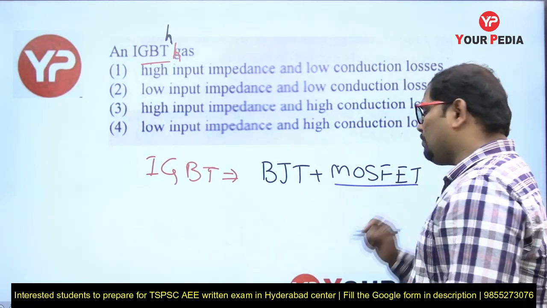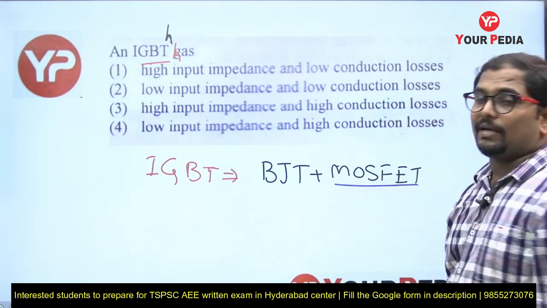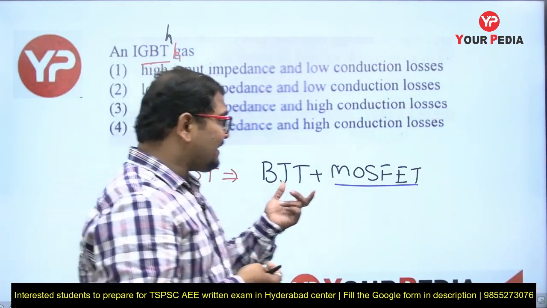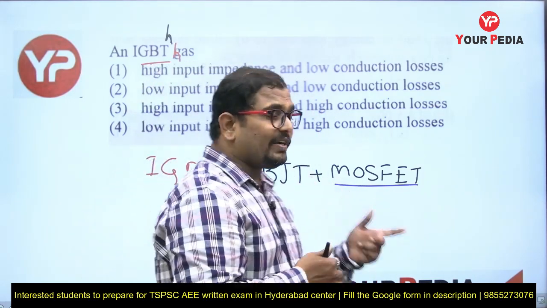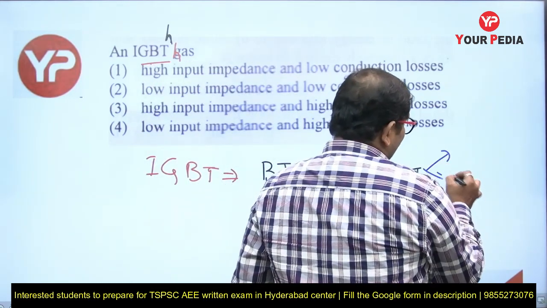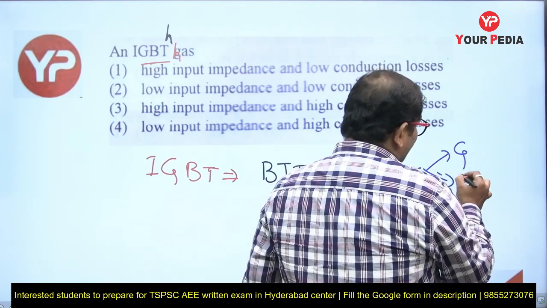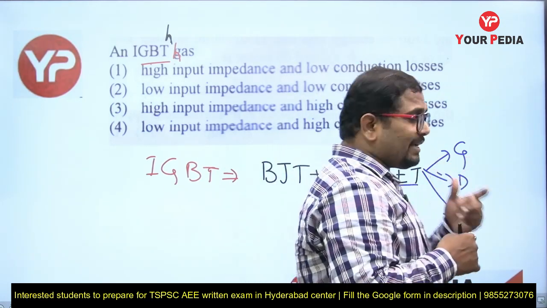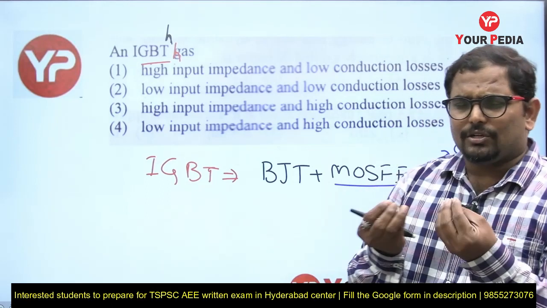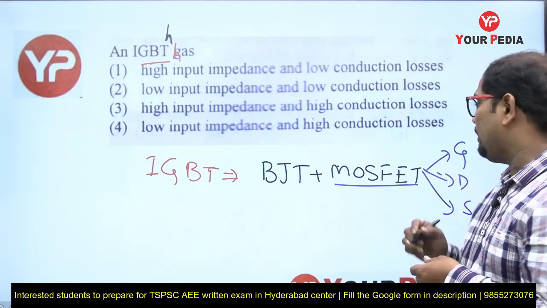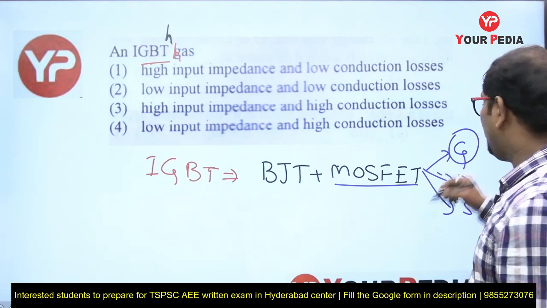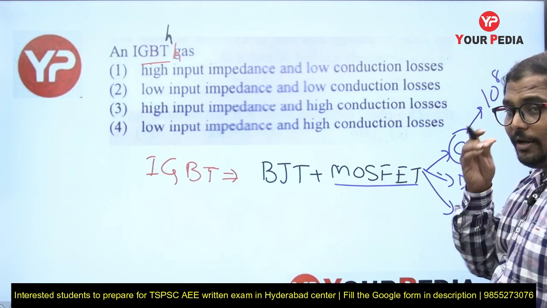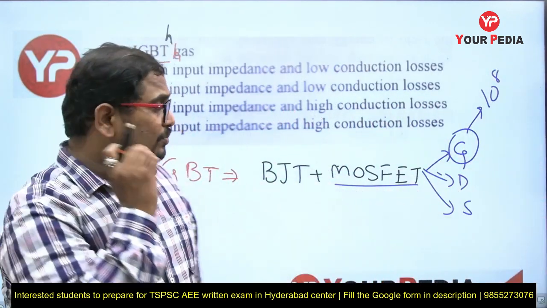As we already know about the MOSFET, metal oxide semiconductor, there is a gate terminal. What are the terminals of a MOSFET? Gate, drain, source. At the gate terminal you have an open circuit, in simple layman language. So what is the input impedance of the MOSFET? You will get 10 power 8 ohms, or mega ohms.